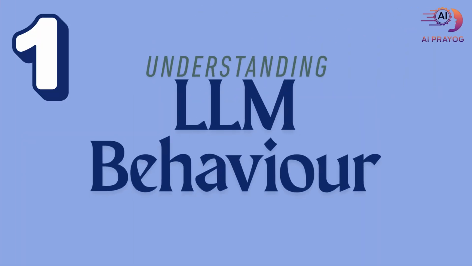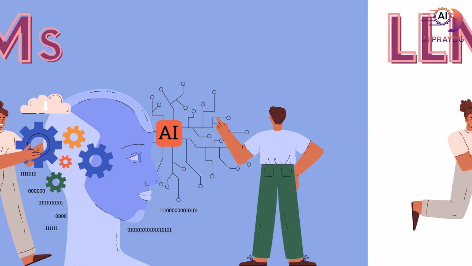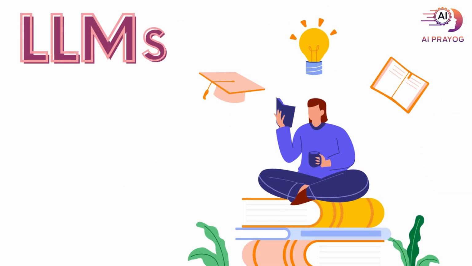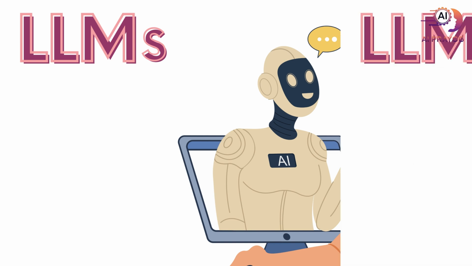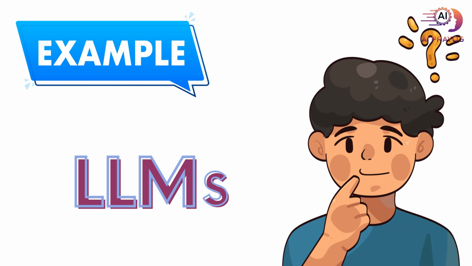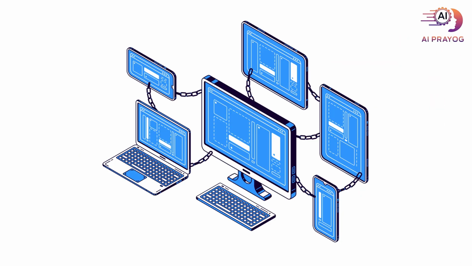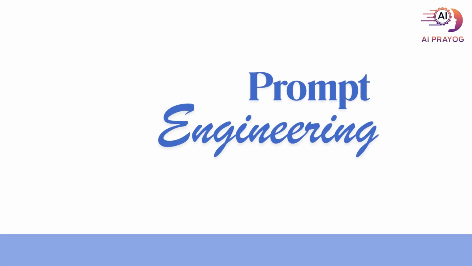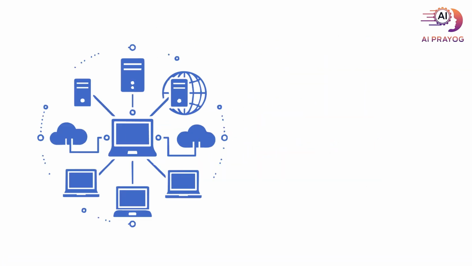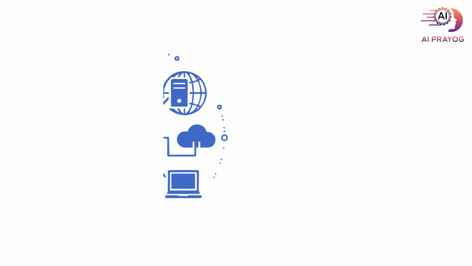Understanding LLM behavior. LLMs are trained on vast amounts of text data and learn patterns, relationships, and styles. Effective prompt engineering leverages this understanding to steer the model. Example: think of large language models like super smart computers that have read tons and tons of books, articles, and websites. Because they've read so much, they've learned how words go together, how ideas connect, and how different kinds of writing look. Now, when we do prompt engineering, it's like we're giving these super smart computers clues or instructions so they can give us exactly what we want.